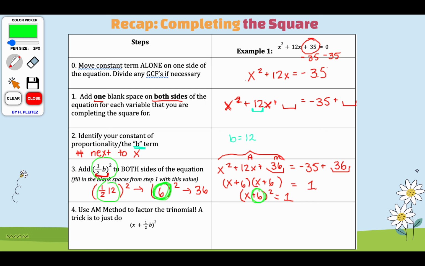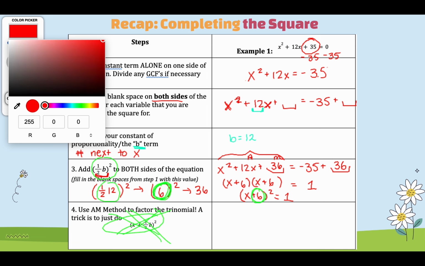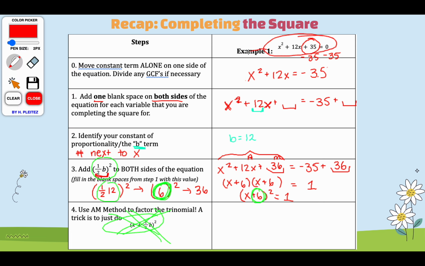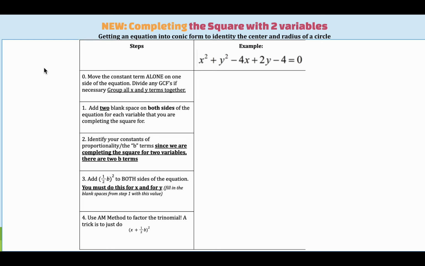Now that's going to be the case all the time. If you do x plus 1/2 of b, that's always going to be the case. But if the rule is confusing to you, don't use the rule. Just use the AM method. Okay, so in this case, a fully simplified version, right? We go from this equation over here, and by completing the square, this turns into x plus 6 squared equals 1. We are going to use these same steps to complete the square with two variables.